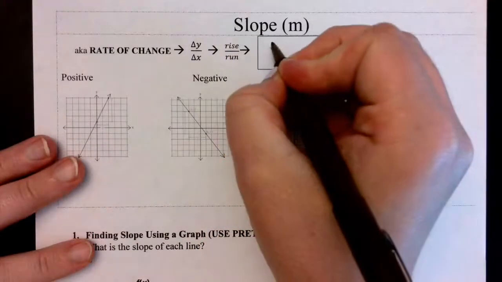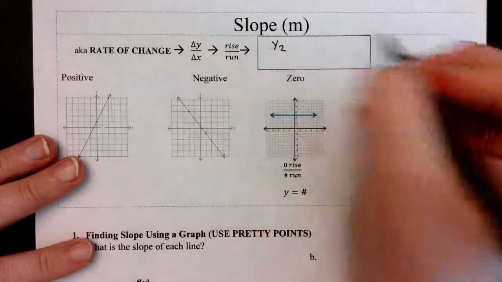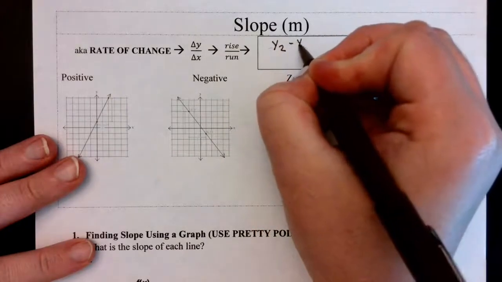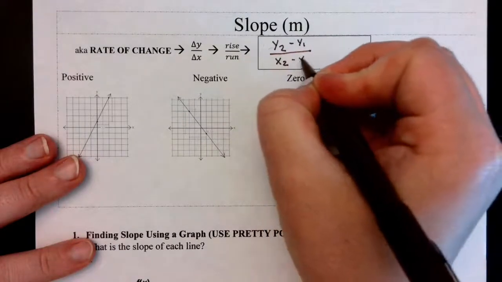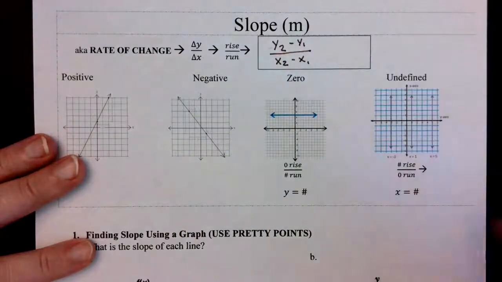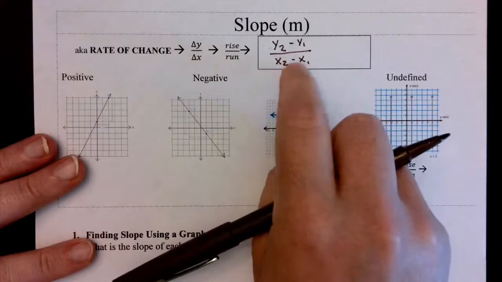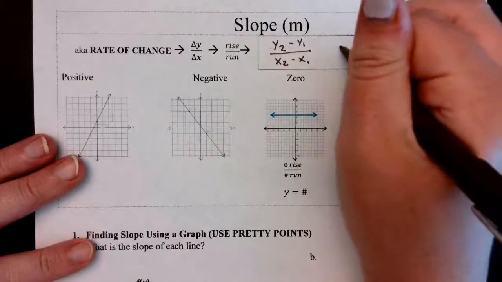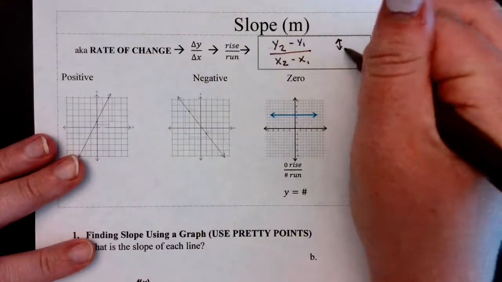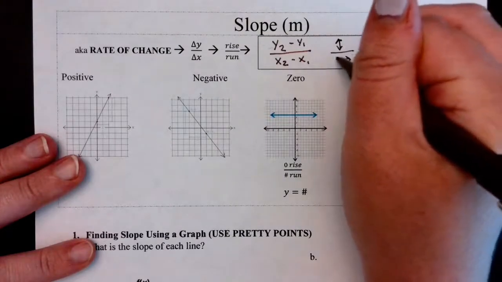You've learned a formula, or you've probably seen it. It's y2 minus y1 all over x2 minus x1. That's the formula to find slope. When we do the change in y and the rise, that's always the up or the down over the left or the right.